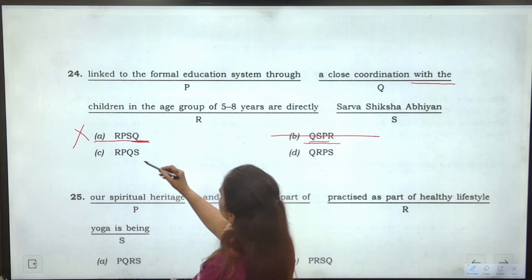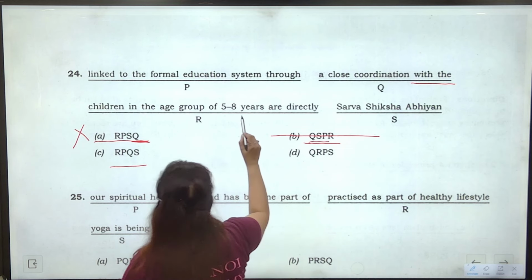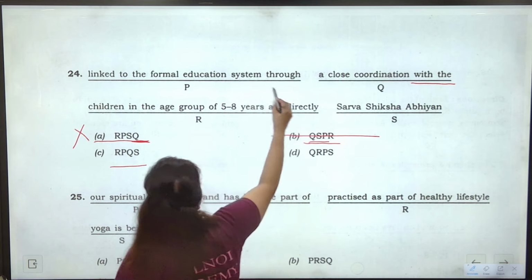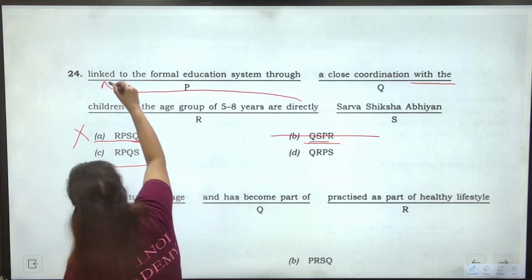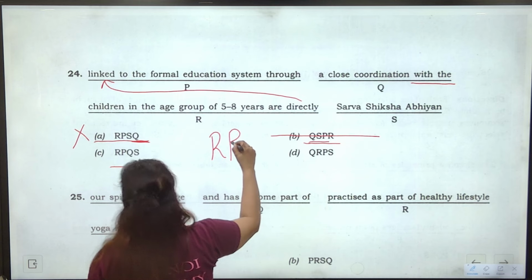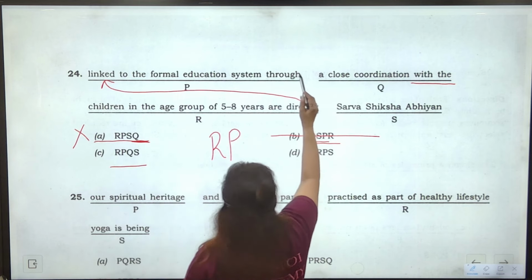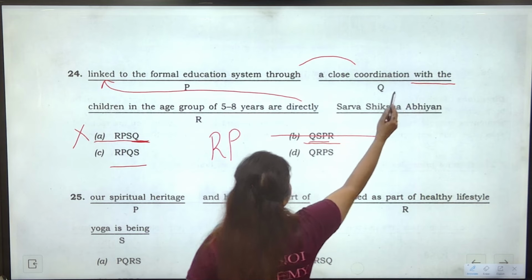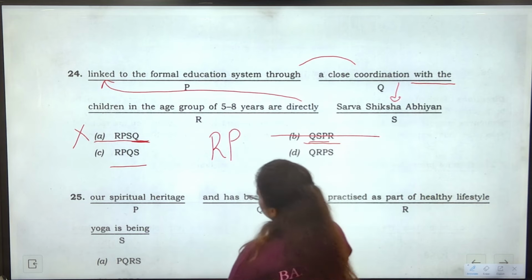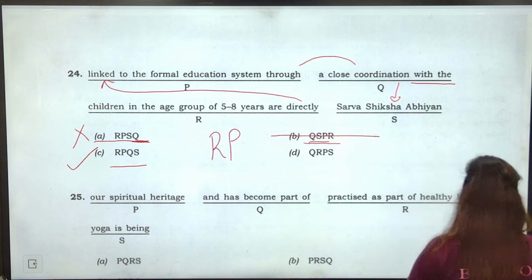Let's read this one. RPQS. Children in the age group of 5 to 8 years are directly linked. Directly linked. ये pair बना. Directly linked to the formal education system through what? Through this, through a close coordination. Coordination with whom? With this. Yeah, our answer is Charlie. RPQS is the correct answer.